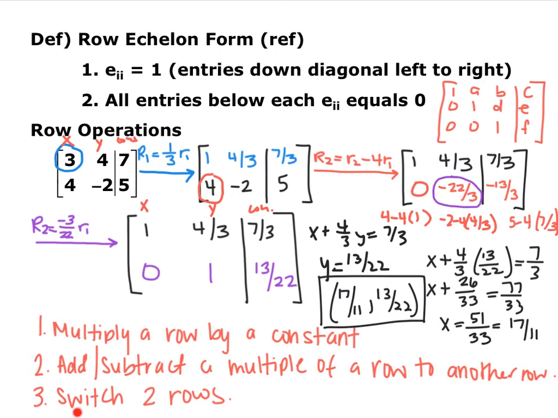So there's actually 3 things you can do. You can multiply a row by a constant, which is what we did here. We could add a multiple of a row to another row, which is what we did here, or you can switch two rows. Just keep in mind when you are adding, it has to be a multiple of the other row, so just like elimination form.